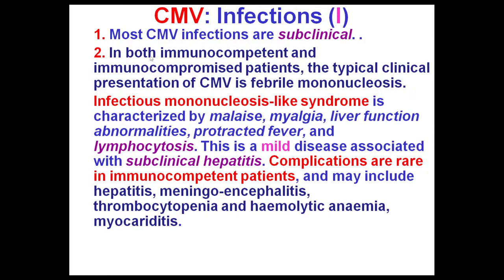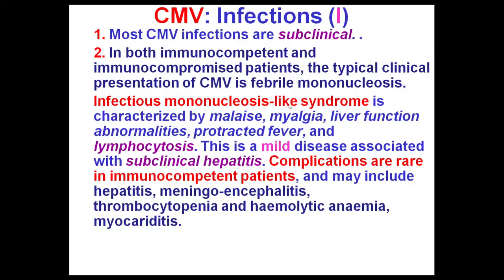So if we are talking about pathogenesis, most infections are subclinical in both immunocompetent and immunocompromised individuals. Sometimes we may have symptoms of so-called febrile mononucleosis. The disease caused by CMV is generally called infectious mononucleosis-like syndrome. It is not typical infectious mononucleosis, which is caused by another herpes virus called EBV.